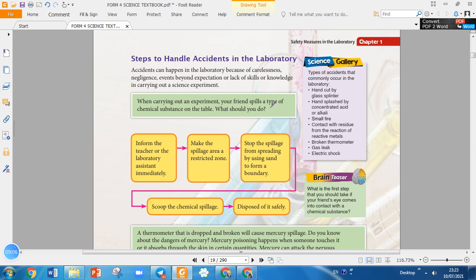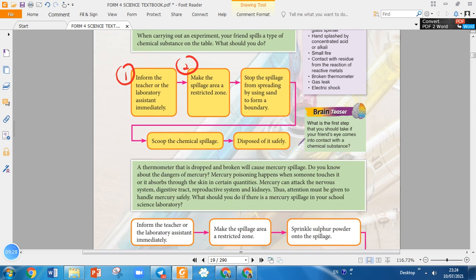When carrying out an experiment, your friend spills a chemical substance on the table. What should you do? First step, you must inform the teacher or the lab assistant immediately. You cannot do anything you want. Secondly, make the spillage area a restricted zone with the help of the teacher or laboratory assistant. Stop the spillage from spreading by using sand to form a boundary. Then scoop the chemical spillage and dispose of it safely.